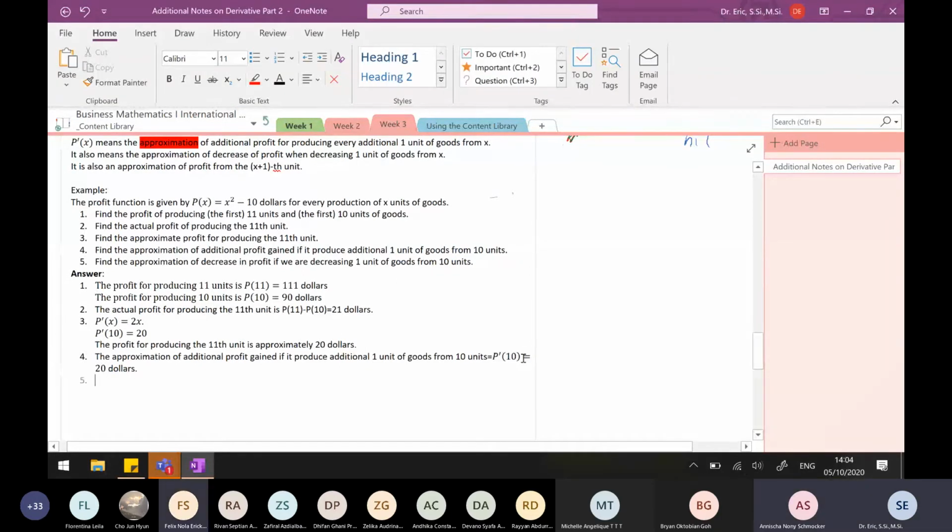Okay. Find the approximation of decrease in profit if we are decreasing 1 unit of goods.